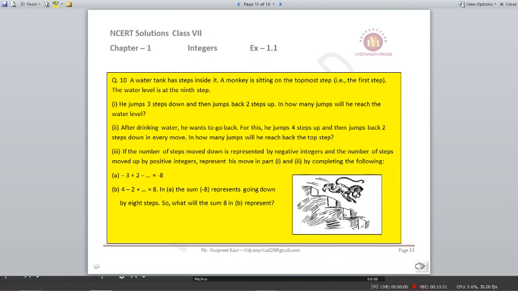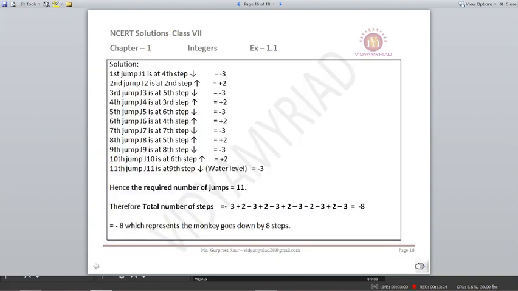We will find out. See, he is sitting at the first step, he will jump 3 steps down, and when you are going down you put minus, and when you are going up you put plus. So that monkey was going 3 steps down. From the first step, when he jumps 3 steps, it means he has reached the 4th step, but he has gone minus 3.